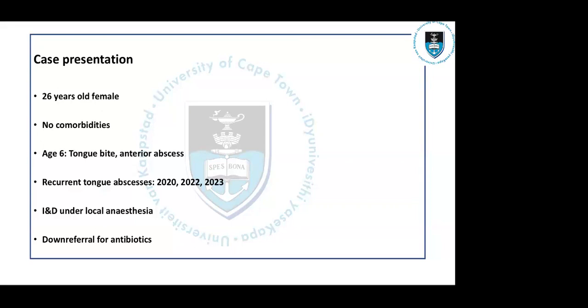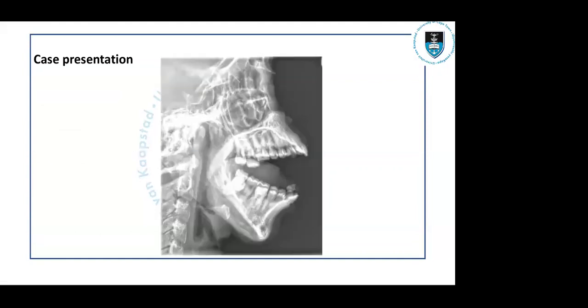Then 3 months ago, she had a third recurrence of the tongue abscess while she was in South Africa. An incision and drainage of the abscess was done under local anesthesia, and the patient was down-referred to our institution for antibiotic continuation. So we did a lateral X-ray, and that showed that there was a foreign body embedded in the anterior tongue. The patient improved on antibiotics and was discharged home on oral antibiotics.